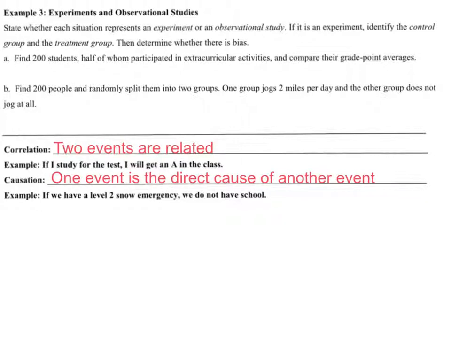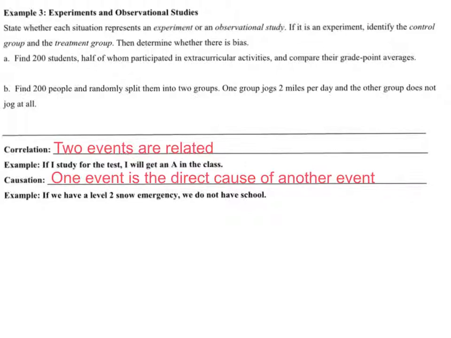In example 3, we're looking at experiments and observational studies. So we're going to state whether each situation represents an experiment or an observational study, and if it's an experiment, we're going to identify the control group and the treatment group. Then we're going to determine whether it's biased or not.